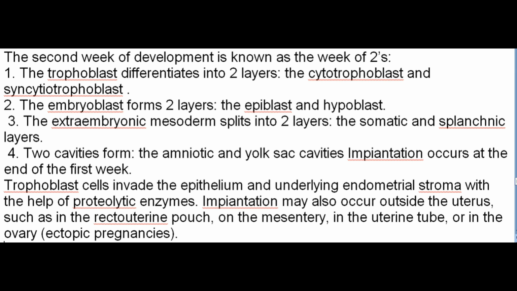Implantation occurs at the end of the first week. Trophoblast cells invade the epithelium and underlying endometrial stroma with the help of proteolytic enzymes. Implantation may also occur outside the uterus, such as in the rectouterine pouch, on the mesentery, in the uterine tube, or in the ovary: ectopic pregnancies.